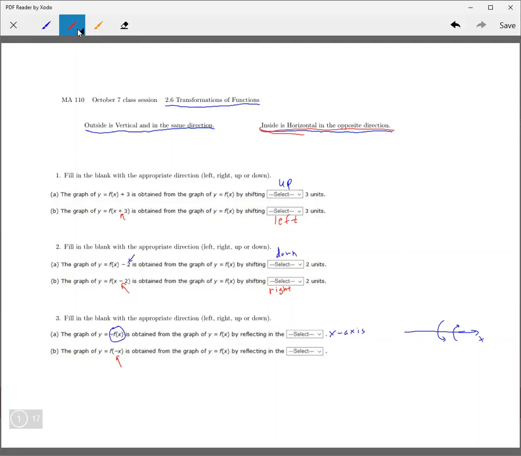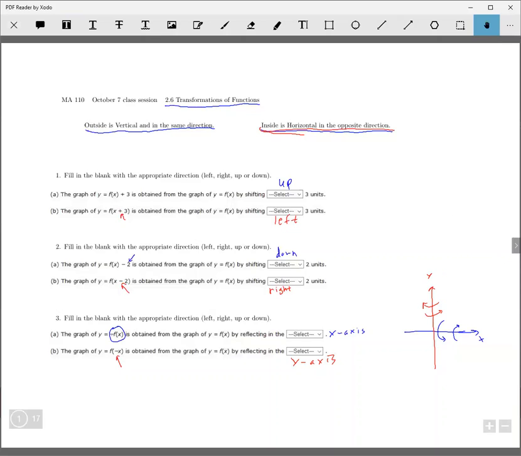And then this is horizontal because it's inside, and so that's reflecting through the y-axis. Okay, so even though the y values represent the vertical, right, this is reflecting through the y-axis. That's a horizontal reflection.